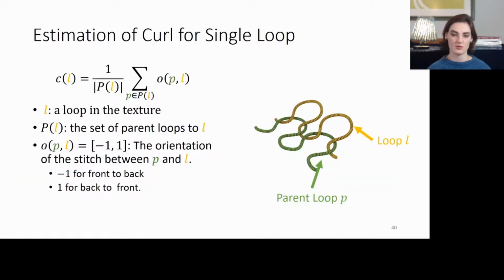Given this information, we can estimate the curl of a single loop, L, presented in yellow, based off of its parent loops, P, which are presented in green. The orientation between the loops is defined as -1 if they are front to back and 1 if they are back to front, because loops pulled front to back curl backwards and loops pulled back to front curl forward. The curl of a loop is just the average of its orientation with each of its parents.